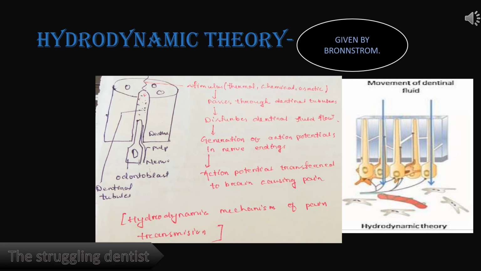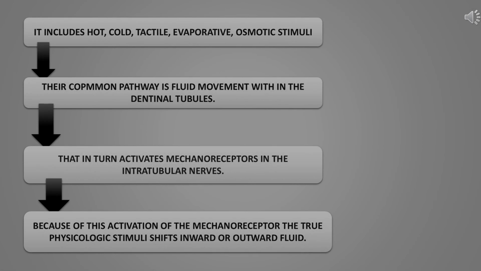This theory was given by Brännström. The hydrodynamic theory of fluid flow, also called hydrodynamic stimuli, includes hot and cold, tactile, evaporative, and osmotic stimuli. Their final common path is fluid movement within dentinal tubules that activates mechanoreceptors in intratubular nerves or in the superficial pulp. Because of the activation of mechanoreceptors, the true physiologic stimulus shifts either inward or outward fluid.